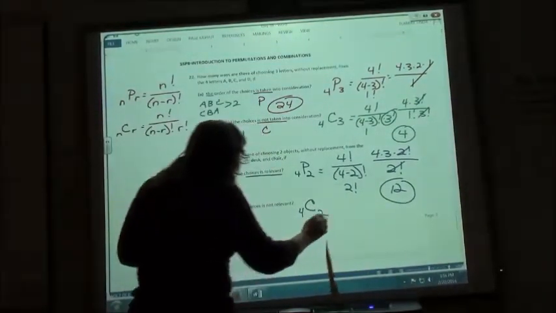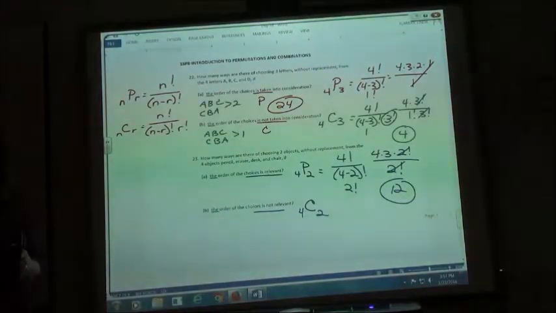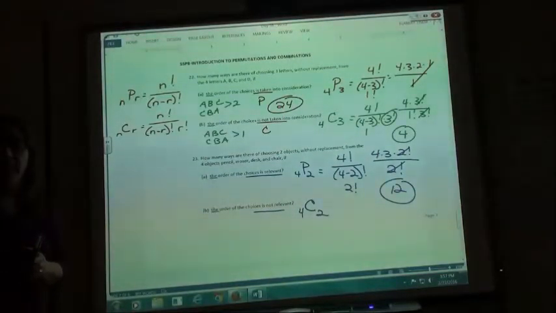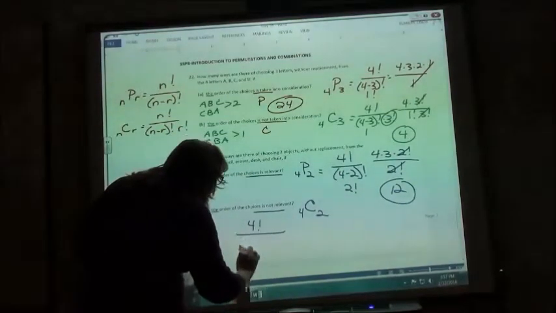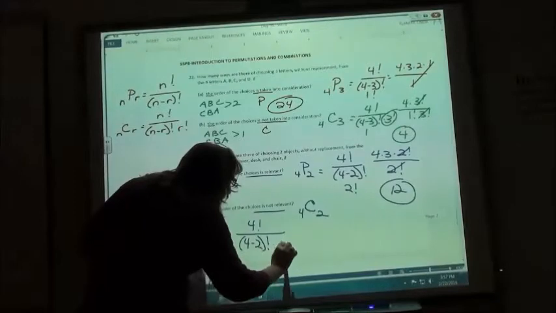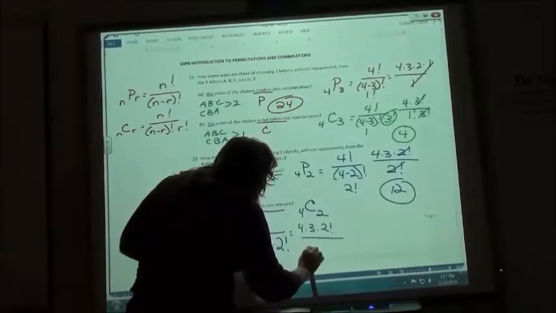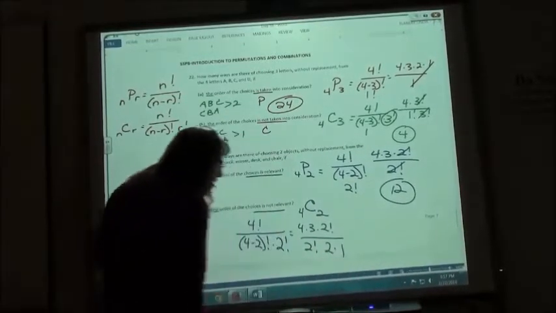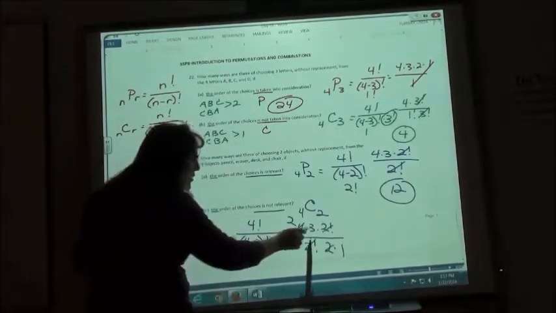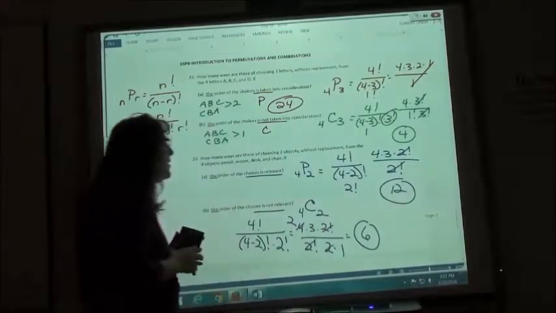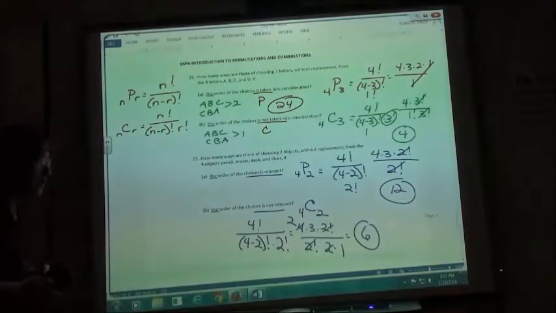Now a combination of 4 things taken 2 at a time, where my order is not relevant. If I grab the pencil first and then the eraser, it's the same group as having the eraser first and then the pencil. So I'm going to have 4 factorial over 4 minus 2 factorial times 2 factorial. So I'm going to have 4 times 3 times 2 factorial over 2 factorial and 2 factorial. So here that's going to cancel. 2 goes into 4 2 times. 2 times 3 is 6. So I have 12 permutations but only 6 combinations.